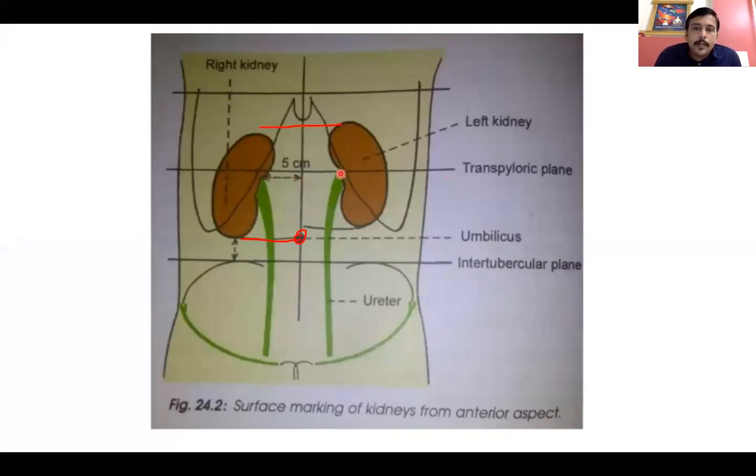To identify the transpyloric plane is very simple. Just keep one hand breadth below the xiphoid process. That is the transpyloric plane, or the midpoint of the line joining the xiphisternal joint and the umbilicus.